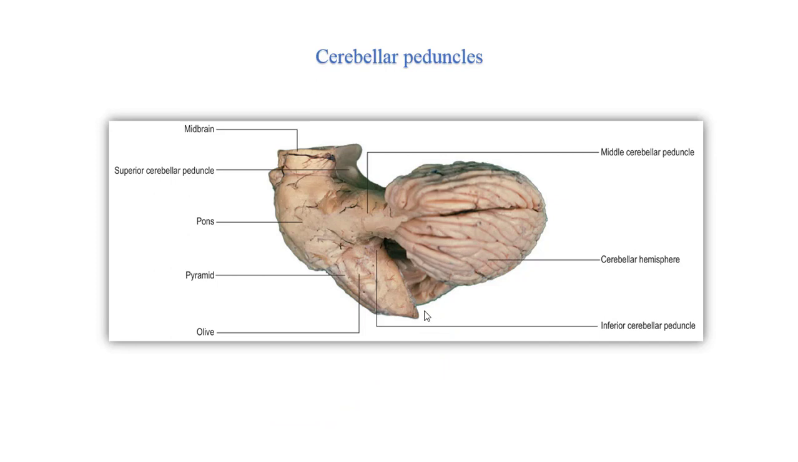Cerebellum is connected to brainstem by three large bundles of fibers called cerebellar peduncles. Superior peduncle connects cerebellum with midbrain, middle peduncle with pons, and inferior peduncle with medulla oblongata. The inferior and middle cerebellar peduncles are mainly cerebellar afferents, whereas the superior cerebellar peduncle contains mainly cerebellar efferent fibers.